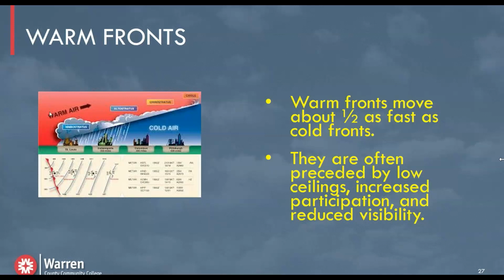Okay. This is when a warm front comes in. So it's going to be the opposite. Warm fronts move about half as fast as cold fronts. They're often preceded by low ceilings, increased precipitation, in other words, increased rain, and reduced visibility. Okay, so there's more precipitation here, more rain as the warm air moves in. Okay, and it brings its cloud cover.